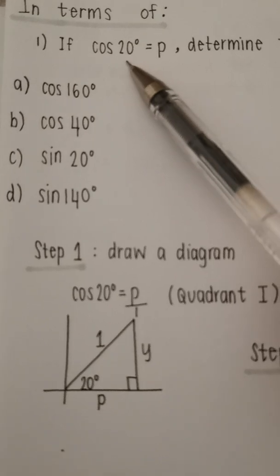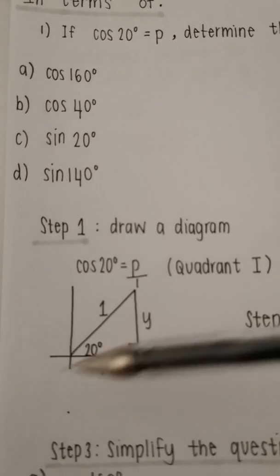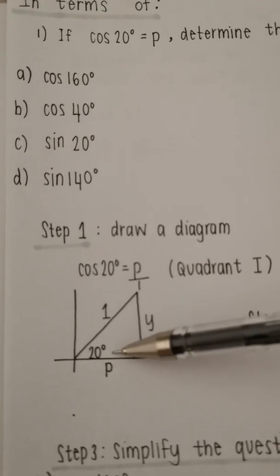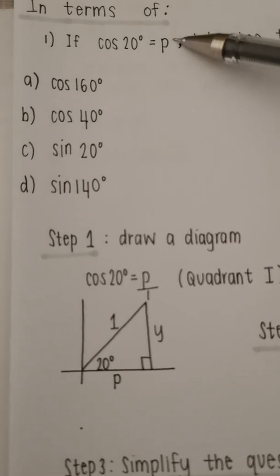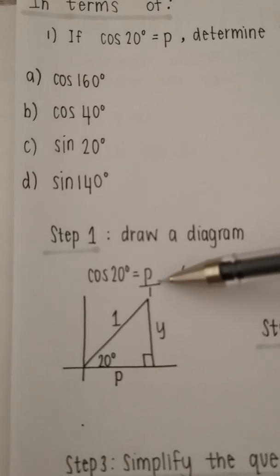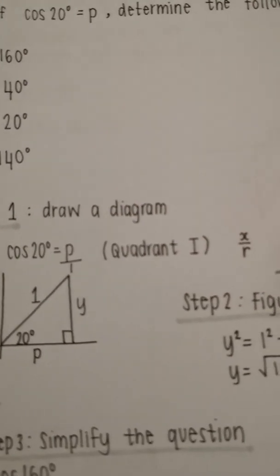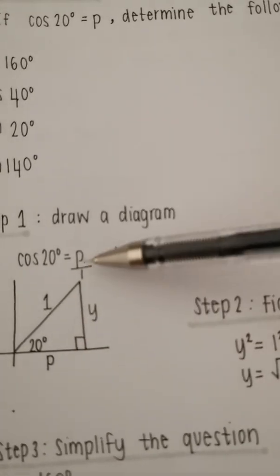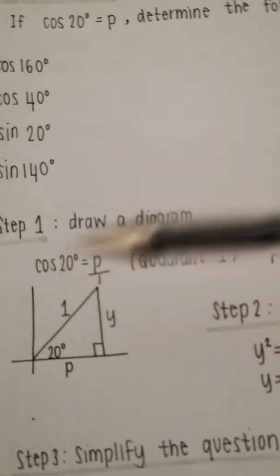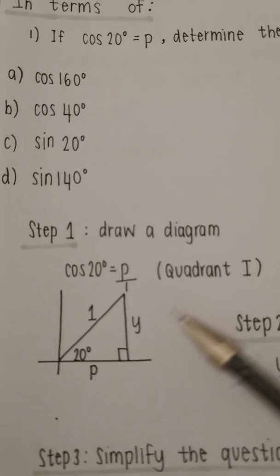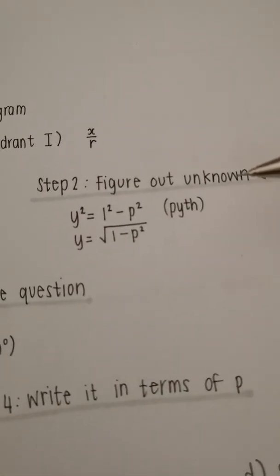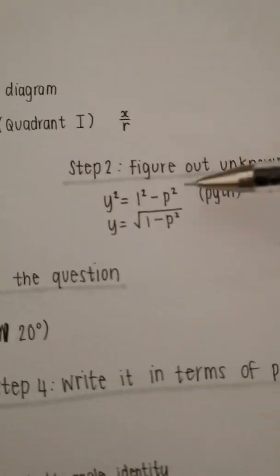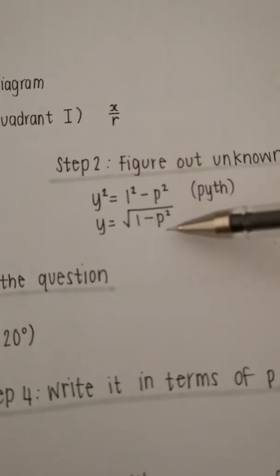Because it's an acute angle below 90 degrees, we know it's in the first quadrant, which is what I did. 20 degrees over there. I have P, right? P is over 1, so I put it over there. And we know that because it's cos, it's the same thing as x over r. So I took my P as my x value, my 1 is my r value, and now I need to figure out what my y is, which is what I've written down over here using Pythagoras, because this is a 90-degree angle. Using Pythagoras, I get this.